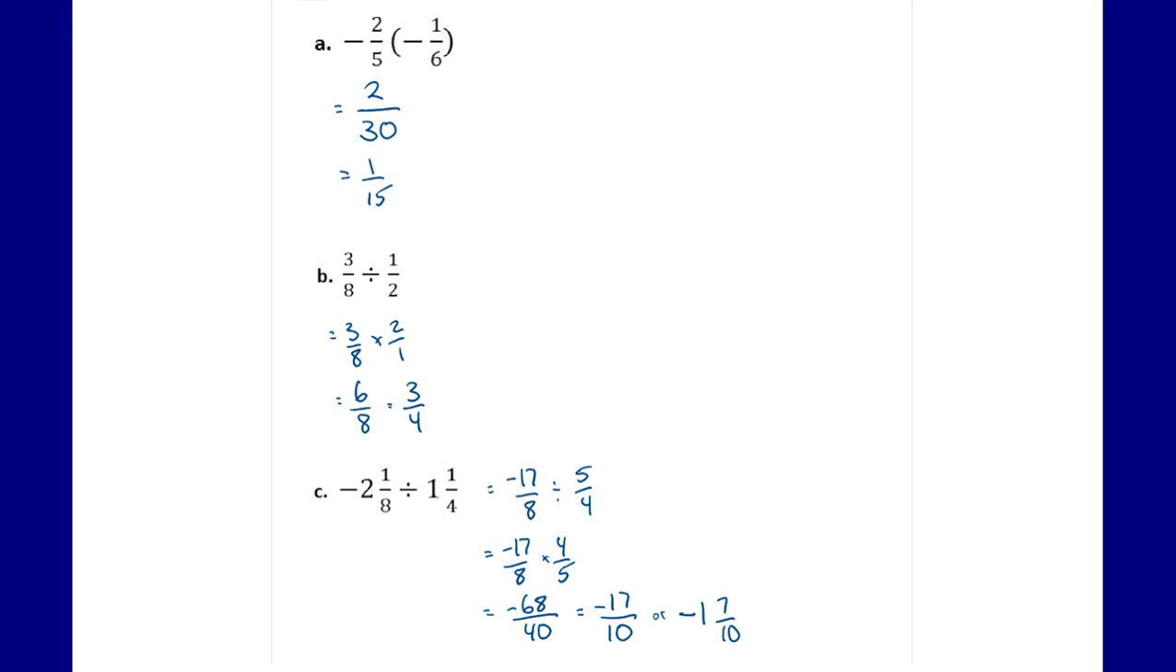And for the last one, we have to convert it to improper fractions. So negative 17 over 8 divided by 5 over 4. Flip the second fraction and multiply. We should end up with negative 68 over 40, which can reduce to negative 17 over 10, or negative 1 7/10. So again, just going through the different scenarios that we had looked at together previously.